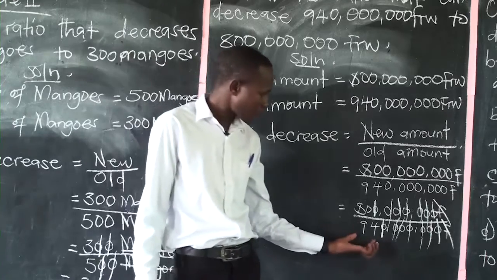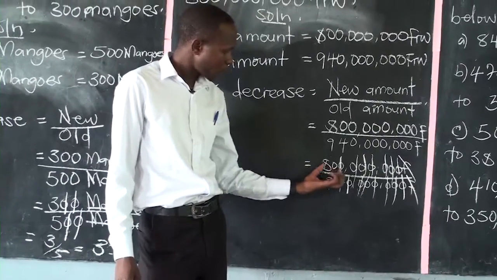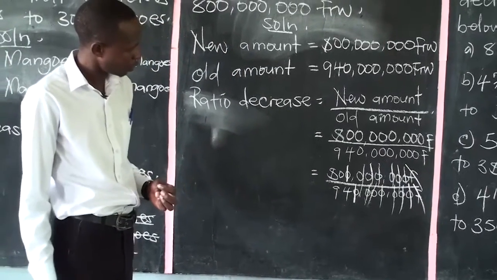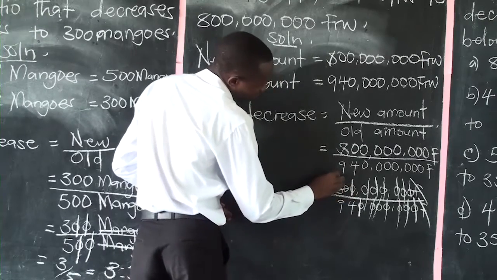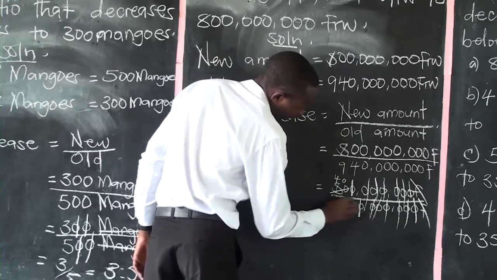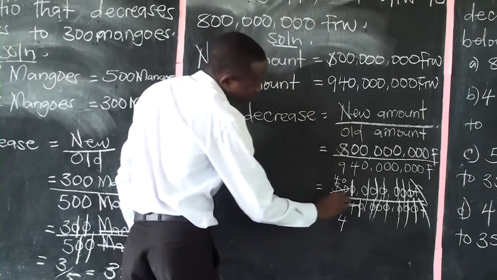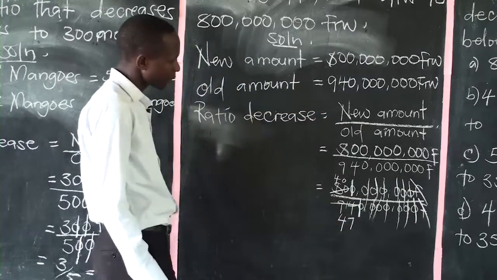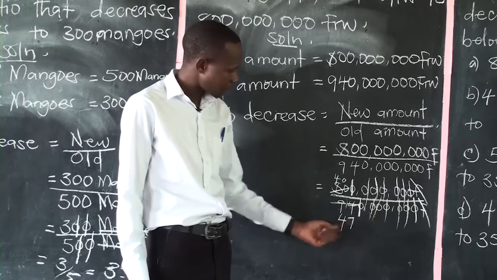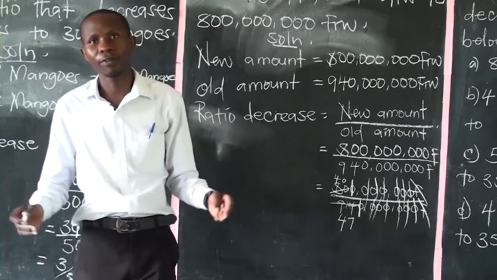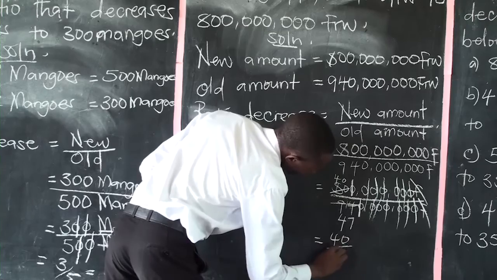After there, we are remaining with 80 and 94. When you look at these two numbers, they are multiples of two. So if they are multiples of two, let's reduce them. 80 divided by 2, we shall get 40. 94 divided by 2: 9 divided by 2 gives us 4, then we bring one here, which gives us 7. So 94 divided by 2 gives us 47. And when you look at 47 and 40, they may not have any other factor that divides them completely. So I'll finally have 40 out of 47.